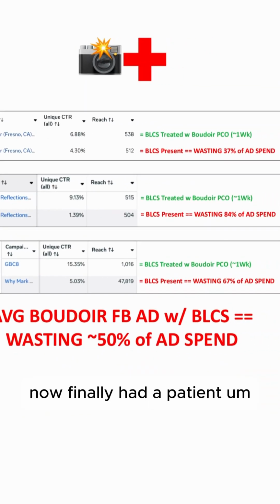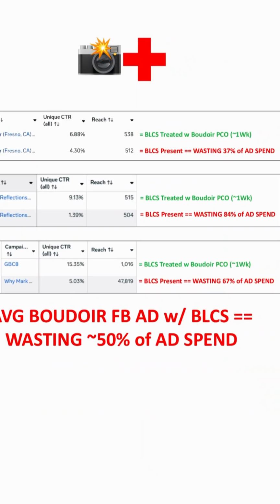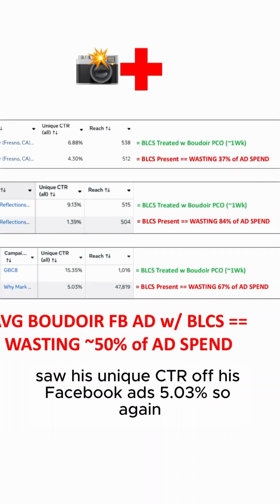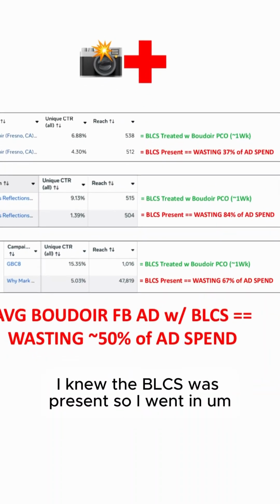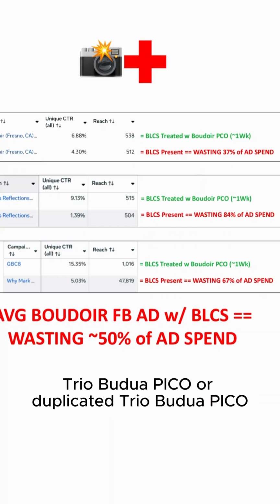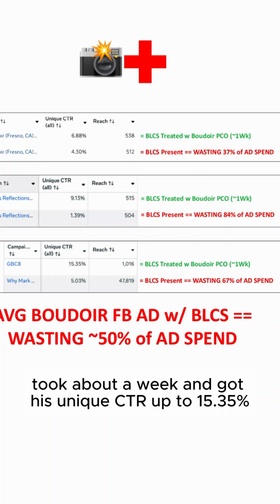Now, I finally had a patient whose unique CTR on his Facebook ad was 5.03%. So again, I knew the BLCS was present. So I went in, treated with Boudoir Pico, duplicated it, and it took about a week to get his unique CTR up to 15.35%.